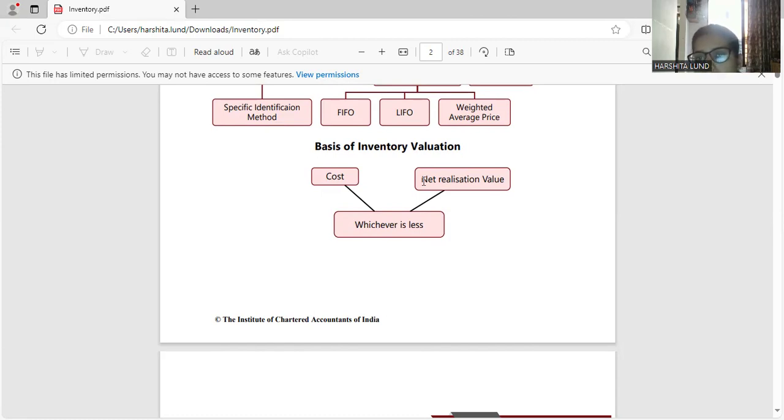Similarly, how do we calculate the net realizable value? Net realizable value is the selling price minus the estimated cost to sell. For example, on 31st March I have to calculate the net realizable value, so I consider the future price if I sold that asset in the market. Say I get 500, but to sell that asset I have to incur 5 rupees as advertising expenses, 5 rupees as packing, and 10 rupees as selling. Then my net realizable value will be 500 minus 5 minus 5 minus 10, that is 480.